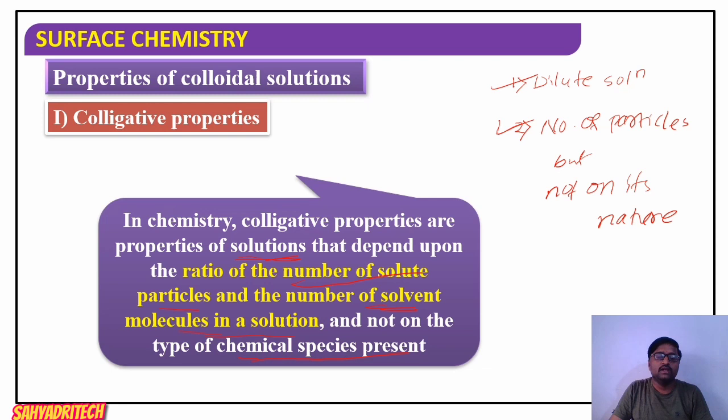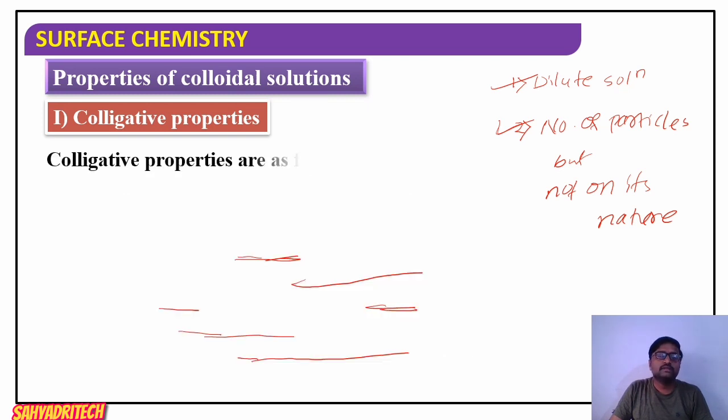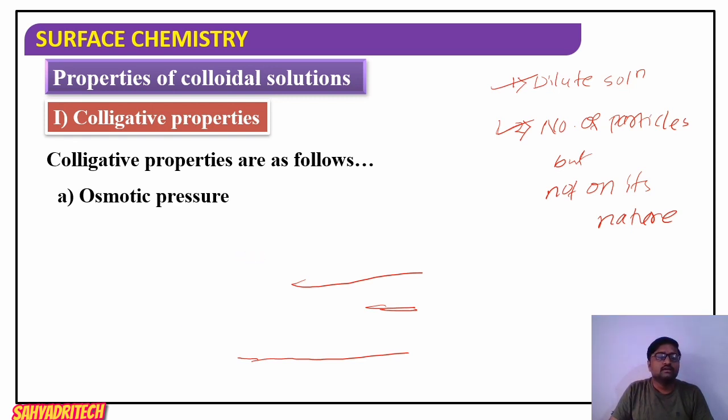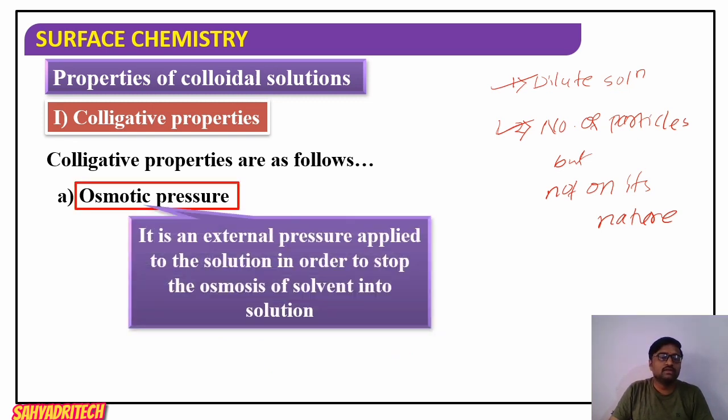Okay, how many colligative properties are present? There are four types of colligative properties present, and we have listed out all those four properties. One among them is osmotic pressure. So osmotic pressure is one of the colligative properties.